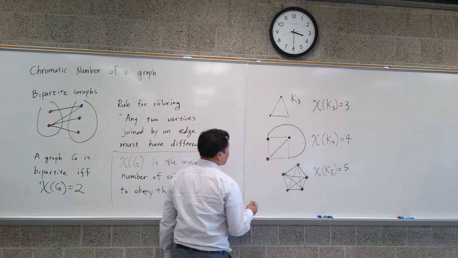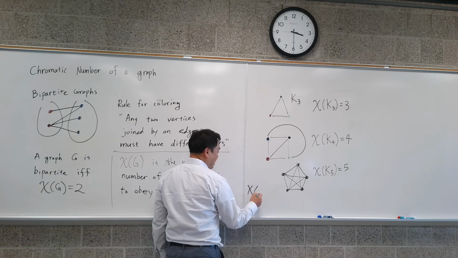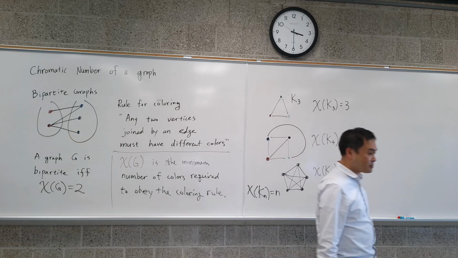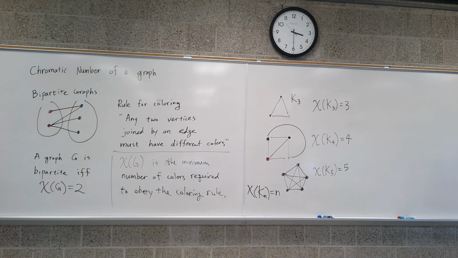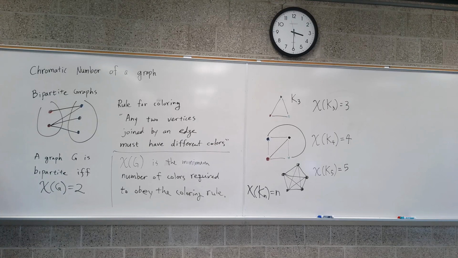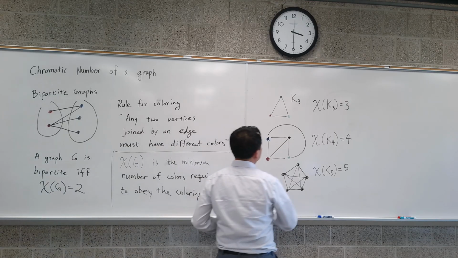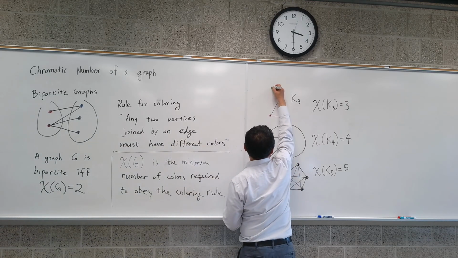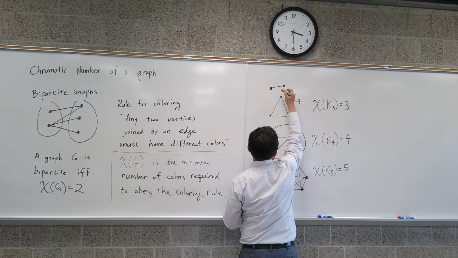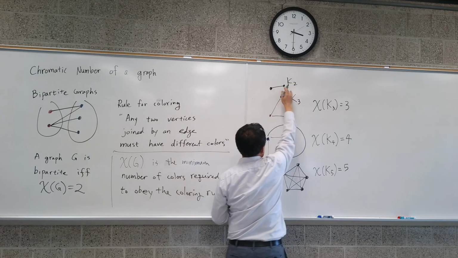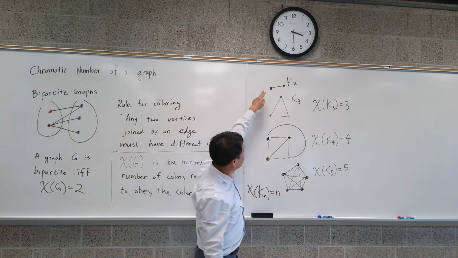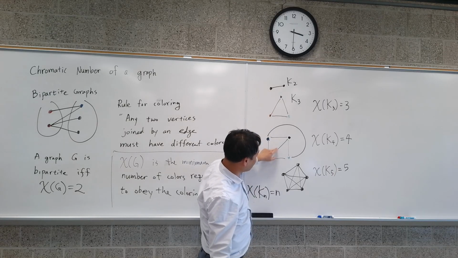So the result I'm trying to explain is the chromatic number of Kn would always be n, which is not so hard to see. Just for completeness, let me talk about K2. K2 just has two vertices, and there's only one edge you can draw, so that's K2. K2 will have chromatic number 2, this will be 3, 4, and 5.